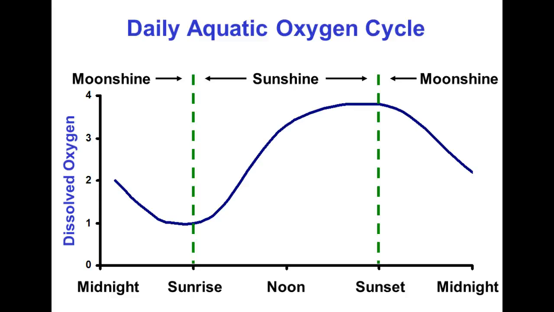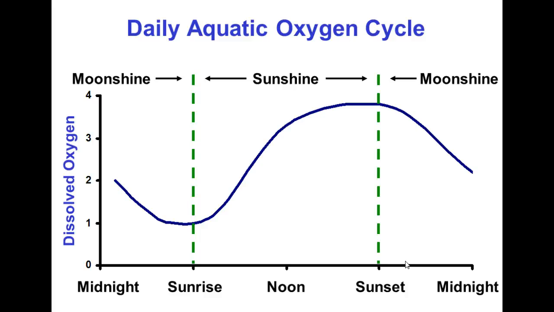Now here's a graphical illustration of the daily aquatic oxygen cycle for most bodies of water on Earth. Please get it in your notes right now. The y-axis represents the amount of dissolved oxygen, while the x-axis shows the time of day. So again, dissolved oxygen here on the y-axis, and then time of day down here on the x-axis. Now, can you make sense of this graph? If you take a look at it, does it look like it makes sense?